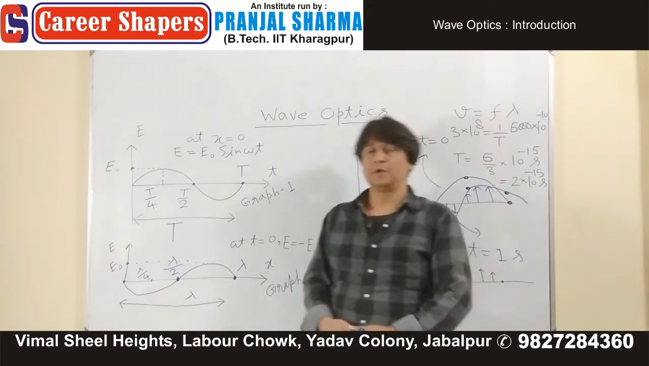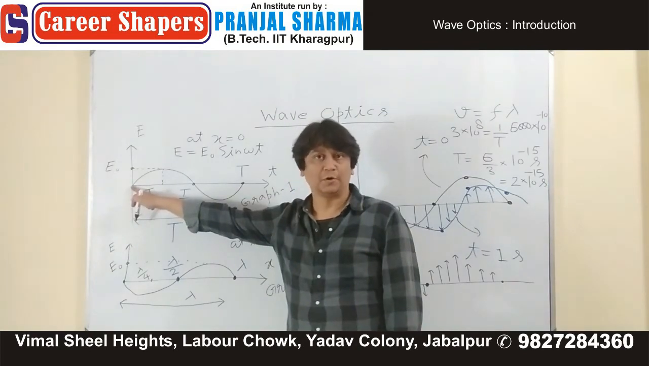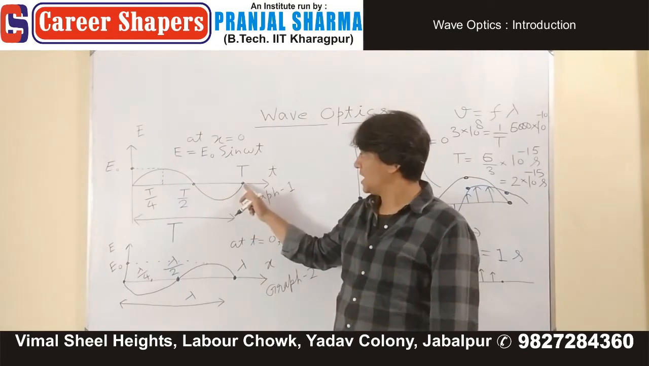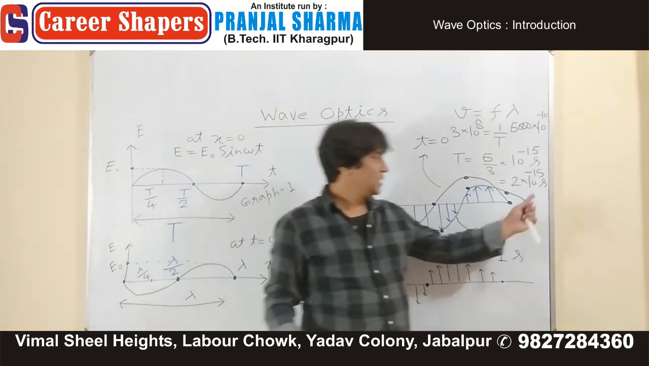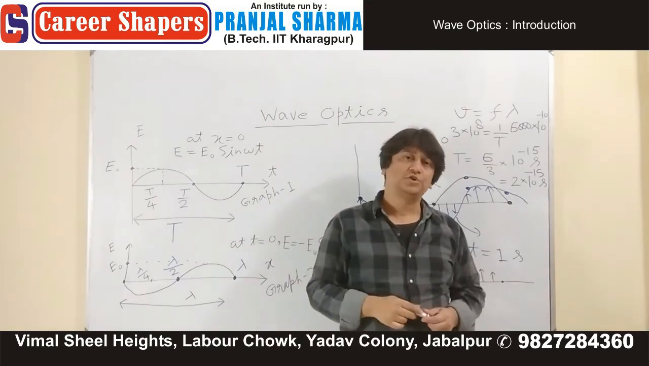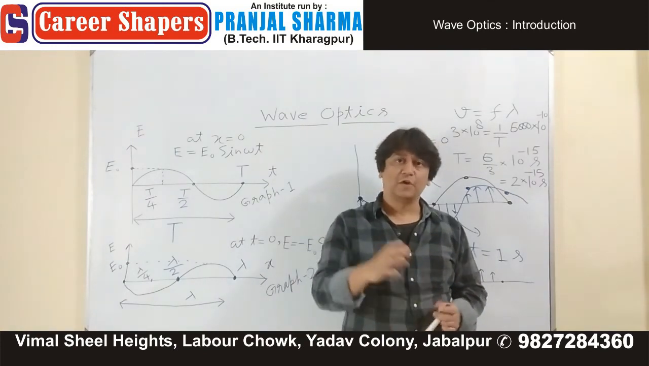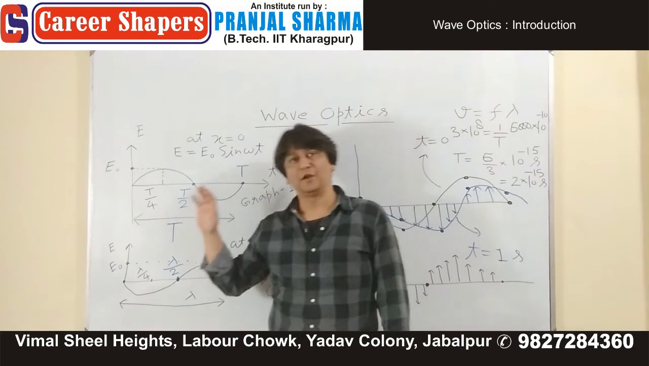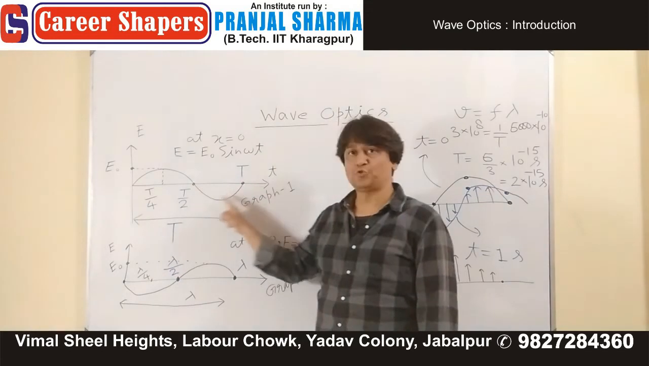Minus 15. What is minus 15? Minus 15 means starting from E0, becoming maximum, becoming 0, becoming maximum in the opposite direction, and again becoming 0. One oscillation is complete in what time? 10 to the power minus 15, which is very, very small. And therefore, your eyes, or you can say your brain, cannot measure this type of fluctuation.